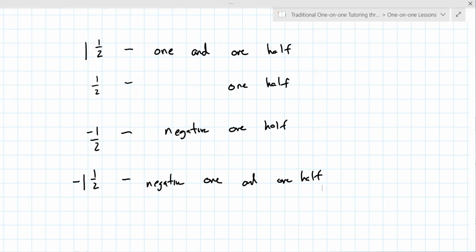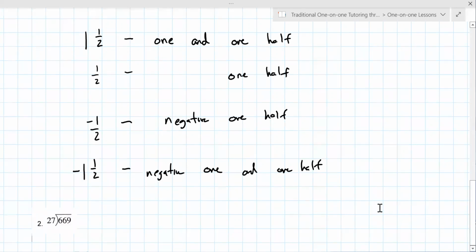Okay, let's go to number 2. I feel like you could probably do number 1 on your own. Let's go back to number 2 with the quotient and check. So just let me know when you're ready, and we'll look at this problem together here.